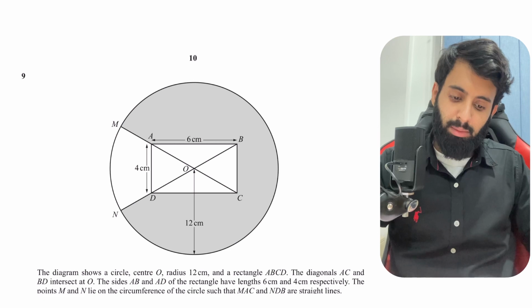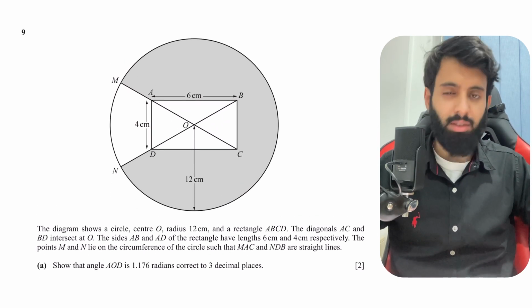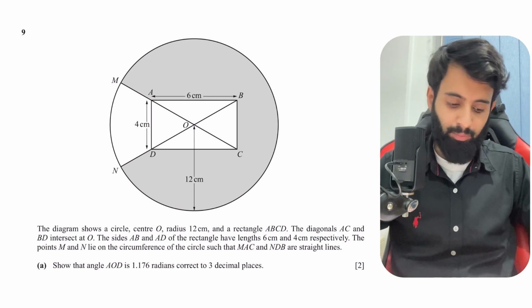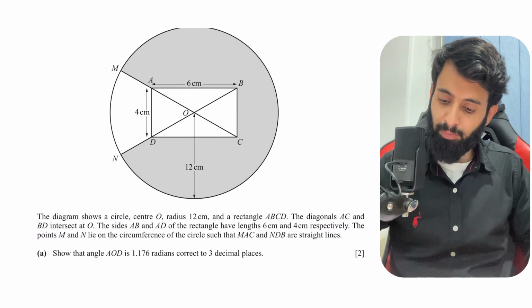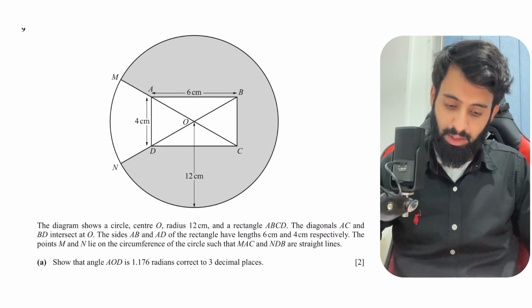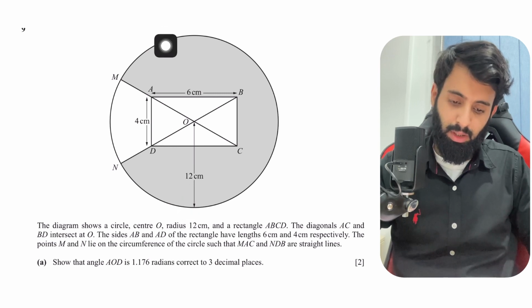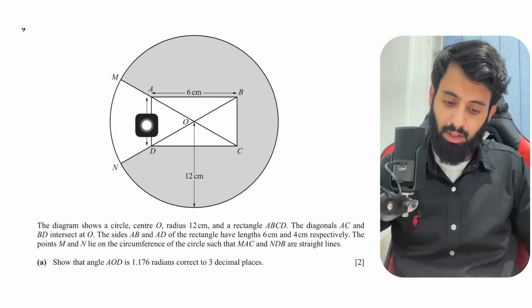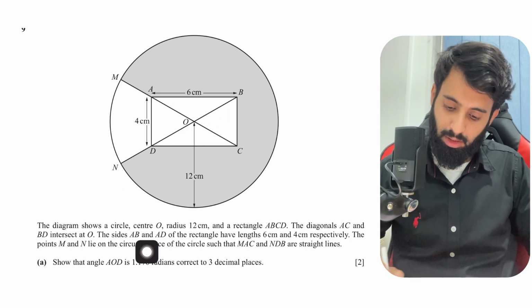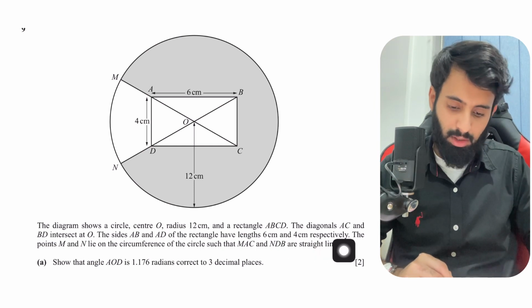Now we're doing question number 9, which is a question from circular measure. I should mention that this is a fairly tricky question, but I'm going to try and be as elaborate as possible so that it becomes easier for you, hopefully. It says here the diagram shows a circle, center O, radius 12. So the radius of the circle is 12, and rectangle ABCD. The diagonals AC and BD intersect at O. The sides AB and AD of the rectangle have length 6 and 4 centimeters respectively.